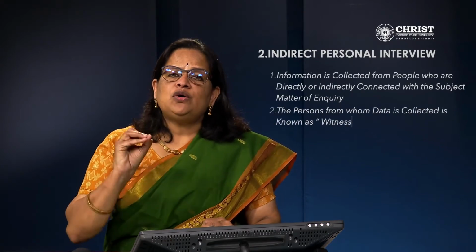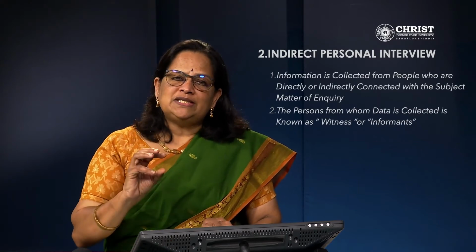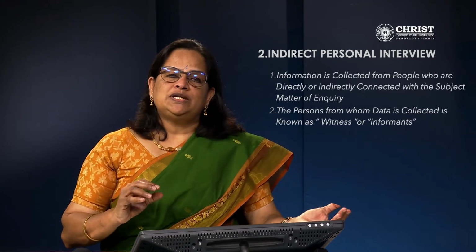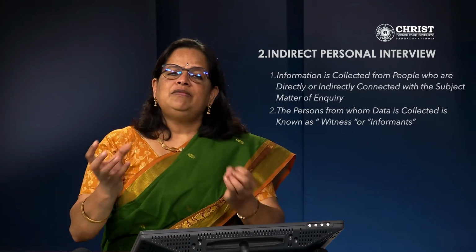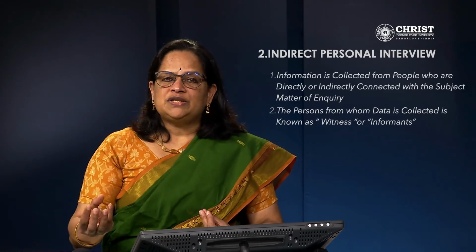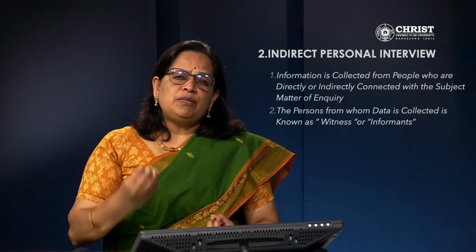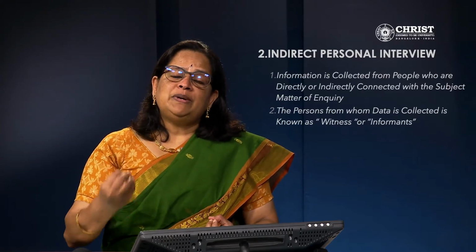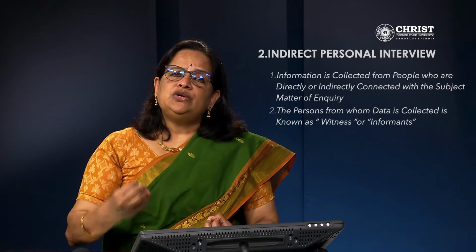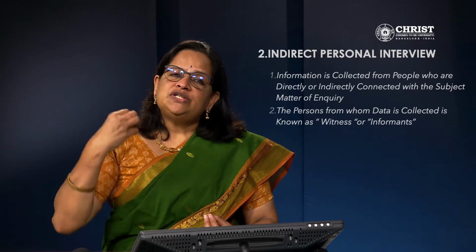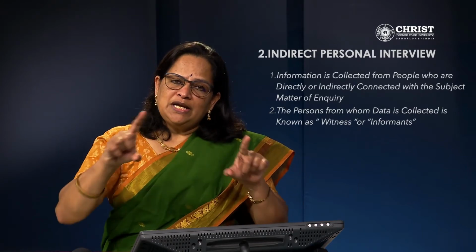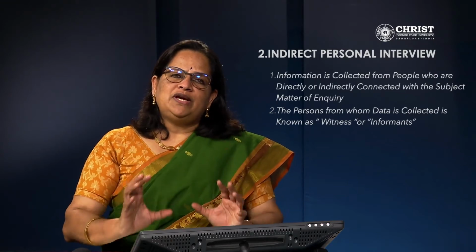The persons from whom data is collected are known as witnesses or informants. In the case of an accident site, we cannot collect the information directly from the respondent. He might be shifted to the hospital. So the witness will be there, and from them, or the informants, we will collect the information. Another example: drug abuse, dowry death, rape cases, commissions appointed by the government. In all these cases, they are using indirect personal interview, because it is not possible to collect the information directly from the respondents. So those who are related to them, those who are associated with them, we can collect the information from.